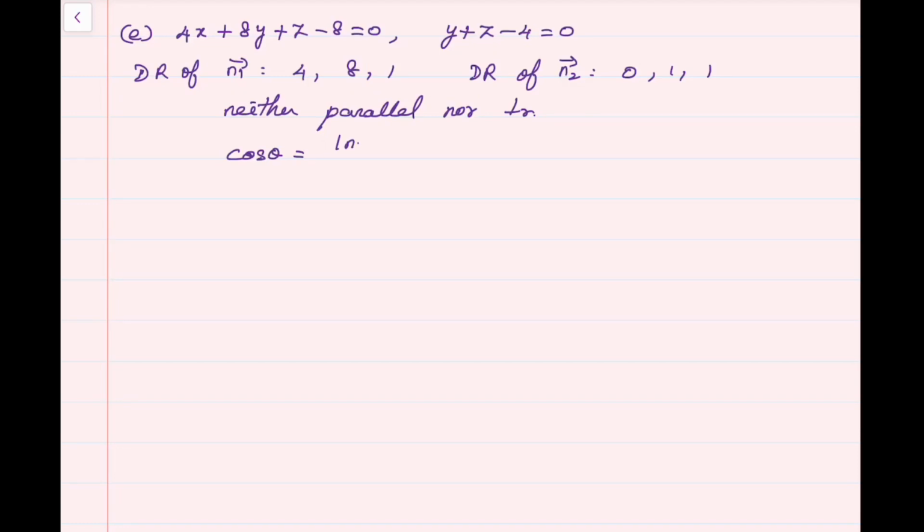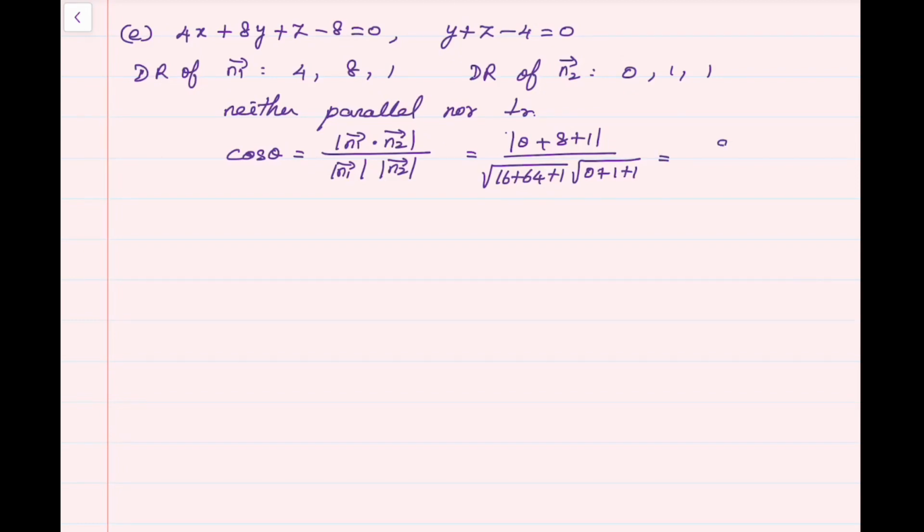Cos theta formula is the absolute value of vector n1 dot vector n2 divided by magnitude of n1 times magnitude of n2. Absolute value of 0 plus 8 plus 1 divided by the magnitude of the first vector, root of 4 square plus 8 square plus 1 square, times root of 0 square plus 1 square plus 1 square. 9 divided by root of 81 times root 2. Root 81 is 9. The answer is 1 by root 2. Therefore, theta is pi by 4.